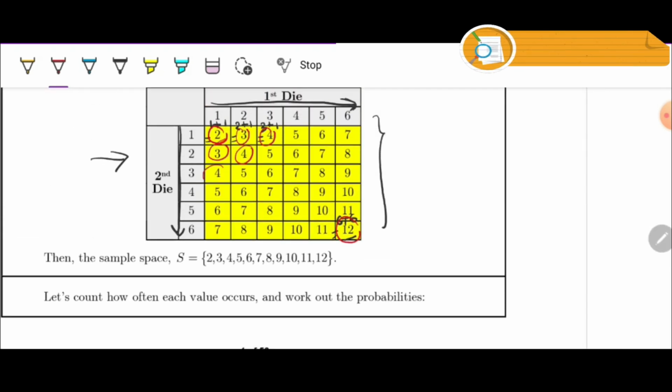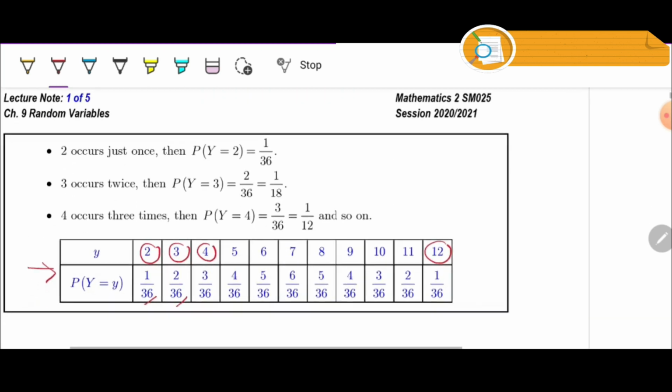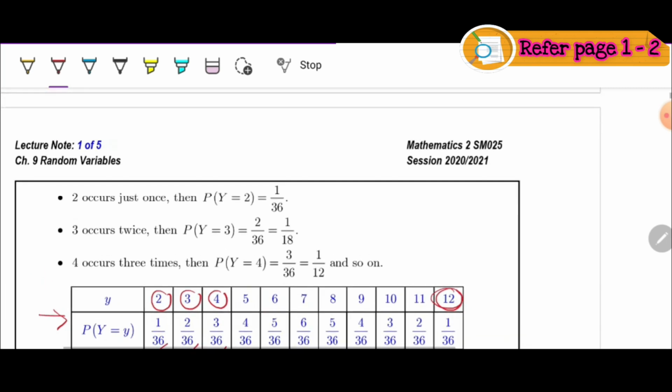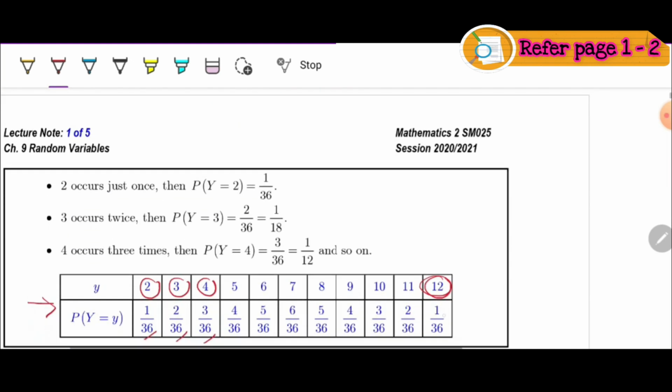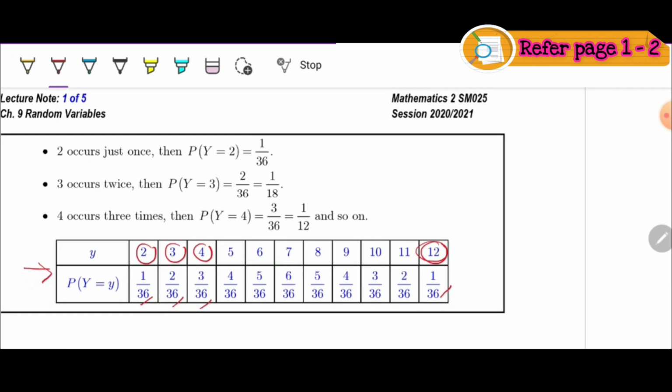And the probability of getting 4 is 3 out of 36. So list all the probabilities until the maximum score, which is 12. The probability of getting 12 is 1 out of 36. So this table is an example of a discrete random variable.